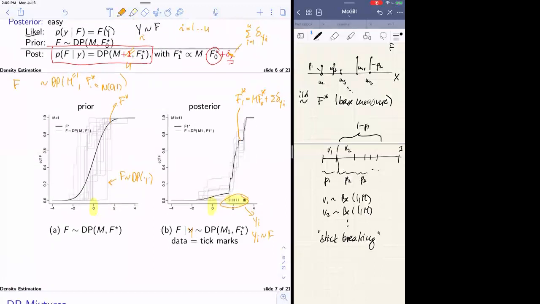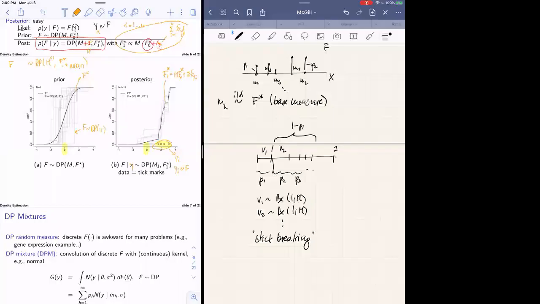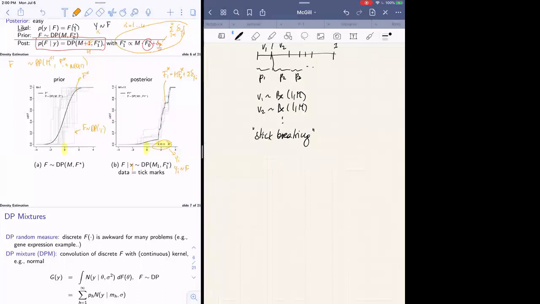So, a pointed answer to the good question. Can you stare at this line here? I'll just copy it there to the right side. The F1 star is equal to m times the original base measure plus the summation i equal 1 to n of delta y_i.